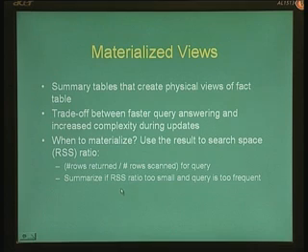So we decide to summarize if the RSS ratio is too small and the query is too frequent. That is, if 10 by 40,000 is considered too small given the frequency of the query, we say okay, we have to materialize this, that is, we have to physically create a separate table for this.